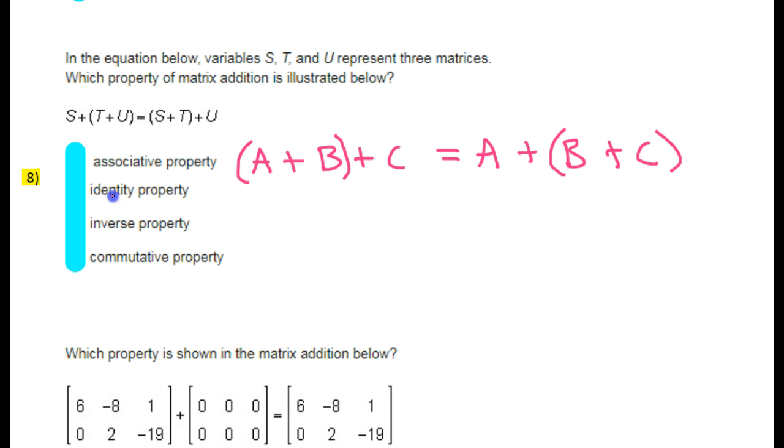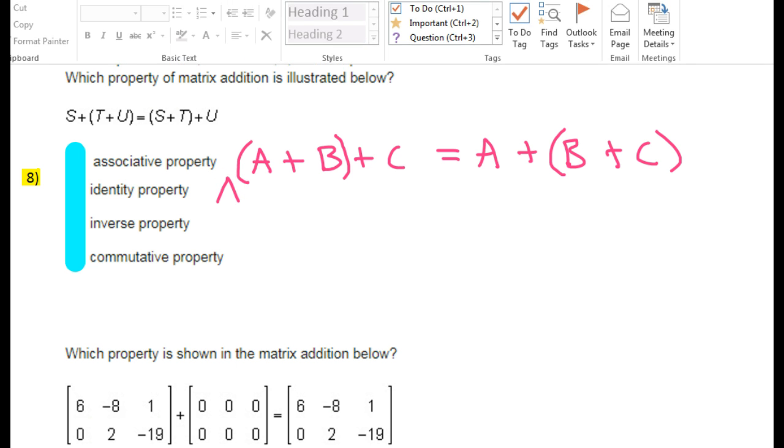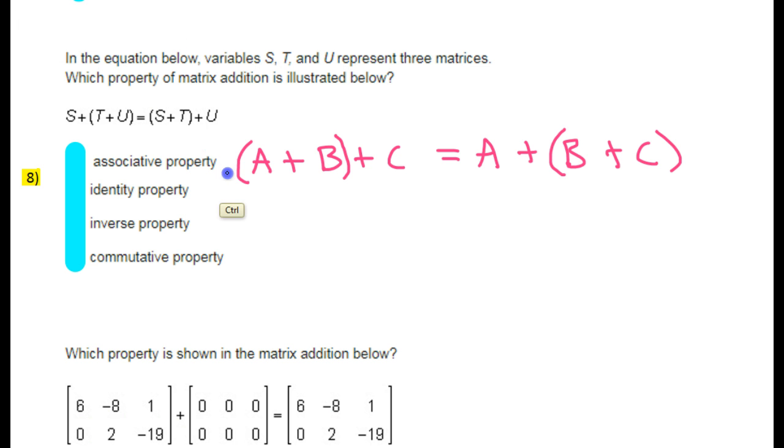When I see the word identity, I think about something that is itself, something that represents itself. Identity means something stays the same. So with addition, the only way you get to stay the same is by adding 0. Okay, so say if I took matrix A and I added 0 to it, guess what that would be? Still matrix A. It gets to keep its own identity. It doesn't change. So this is the identity property, adding 0.